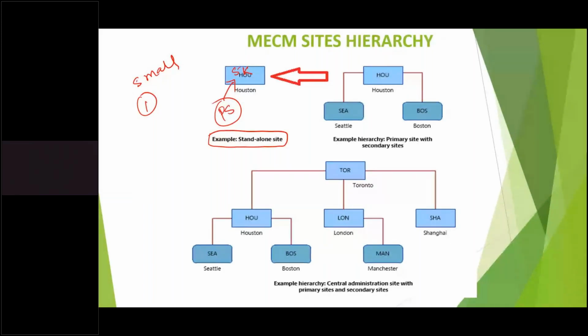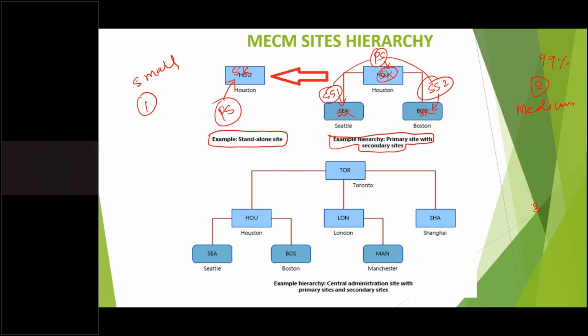Now the second is for medium size organization. 99% of the time you will see this kind of architecture in companies. You will have a primary on the top, which will be managing 5,000 devices in Houston, right? What about the devices in Seattle, for example, 2,000 devices, and 3,000 devices in Boston? So we will need a secondary one to manage these 2,000 devices. We will need a secondary two to manage these 3,000 devices, and it is going to report to the primary like this. So this hierarchy will have primary with secondary.